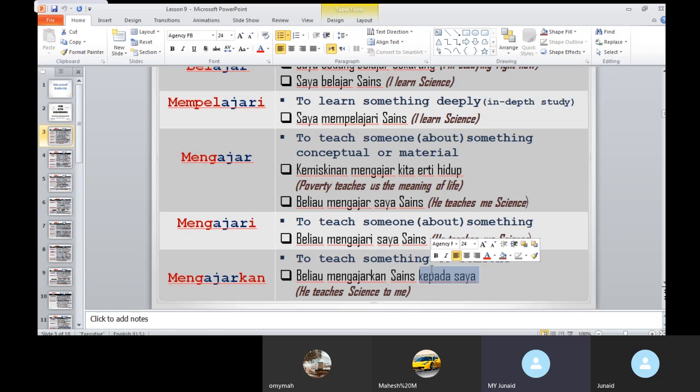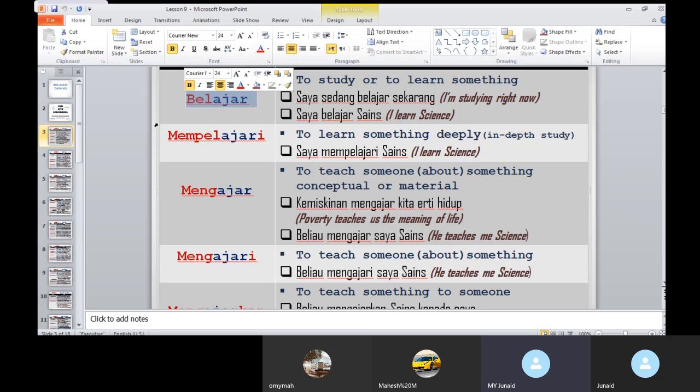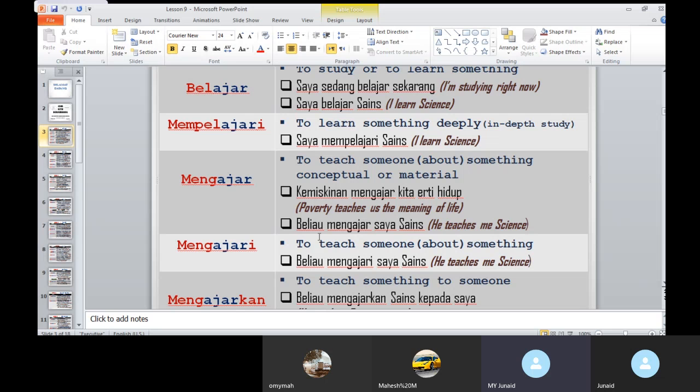But in spoken Malay, belajar, yes, we use the same belajar. We don't really use mempelajari in daily life. Mengajar, we use the same form. We don't use mengajari, and we also don't use mengajarkan. So in spoken Malay, there is no difference between mengajar dan mengajarkan. You just use mengajar. It doesn't matter in spoken Malay.